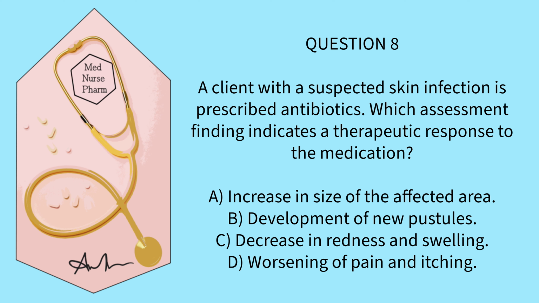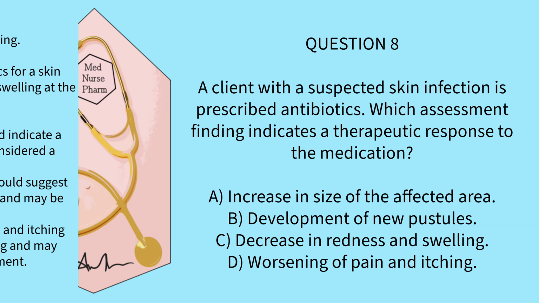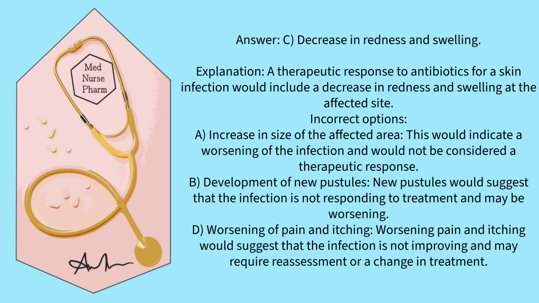Question 8. A client with a suspected skin infection is prescribed antibiotics. Which assessment finding indicates a therapeutic response to the medication? Increase in size of the affected area, development of new pustules, decrease in redness and swelling, worsening of pain and itching. Pause the video and select your answer. If you chose option C, you are correct. Decrease in redness and swelling. A therapeutic response to antibiotics for a skin infection would include a decrease in redness and swelling at the affected site.